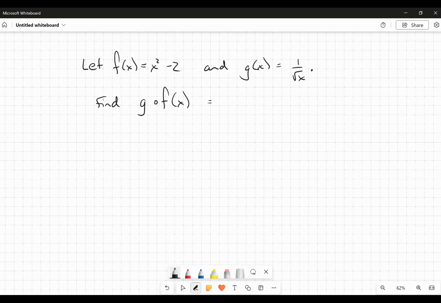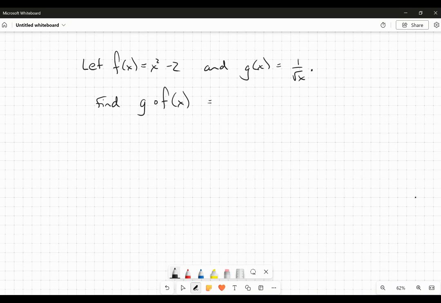Okay, hi everybody. So in this video here, we're looking at function notation, and the different notations that we see when we're using functions, and making sure that we are interpreting them correctly here. So we're given that f of x is equal to x squared minus 2, and g of x is 1 over the square root of x.